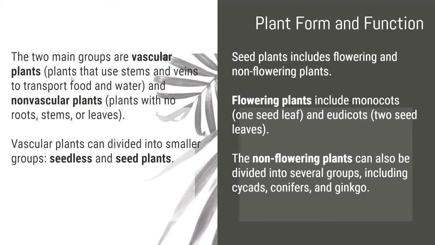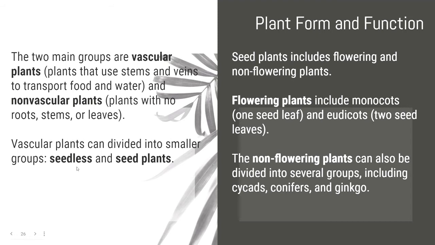Vascular plants have stems and veins that allow them to transport food and water. So vascular plants have vascular tissues. Non-vascular plants have no vascular tissues, so they have no roots, no stems, and no leaves. These are the two main groups of plants. Vascular plants can be divided into smaller groups: seedless and seed plants.